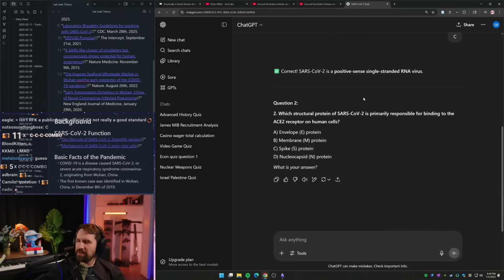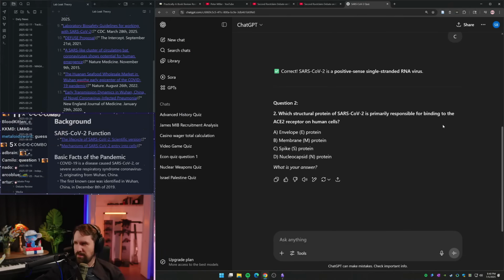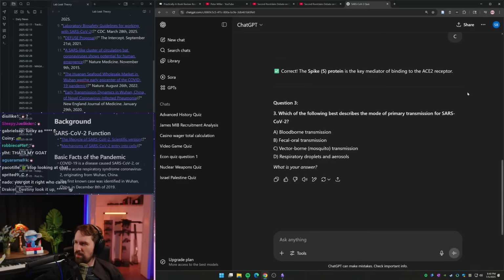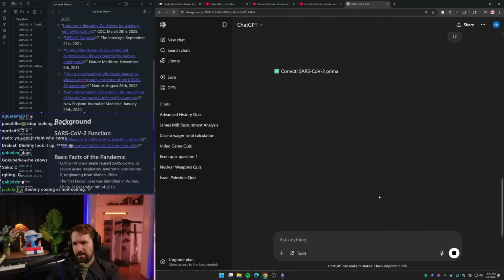Which structural protein of SARS-CoV-2 is primarily responsible for binding to the ACE2 receptor? We know this. It's the S1. Which of the following best describes the mode of primary transmission for SARS-CoV-2? Bloodborne, fecal, vector-borne, respiratory droplets, because we know that.